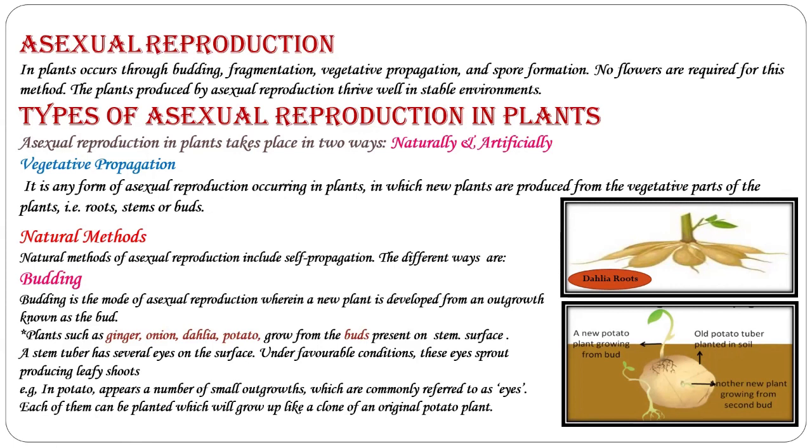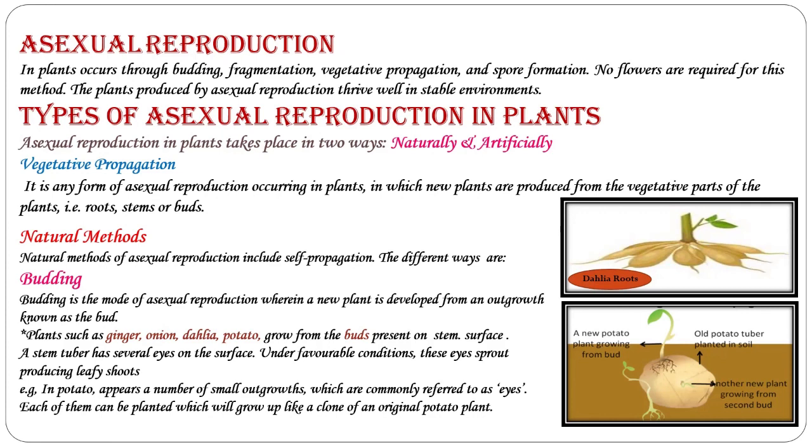And one very important thing is that the plants produced by asexual reproduction thrive very well in stable environments. Talking about sexual reproduction, that is by the flower itself. When we talk about sexual reproduction, we ask students, what is a flower? That is the modified vegetative shoot. But before switching over to sexual reproduction, we should talk about asexual reproduction. Asexual reproduction is of two types: natural reproduction and artificial methods of reproduction.